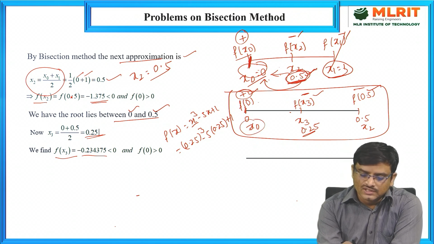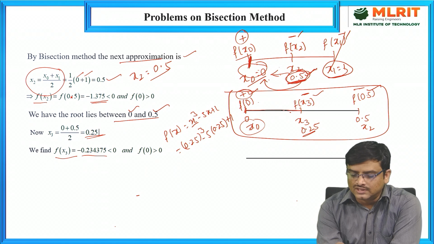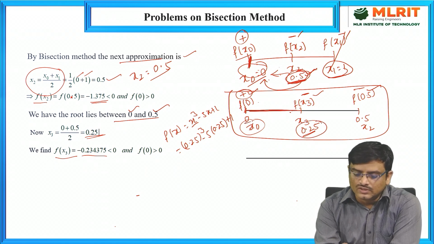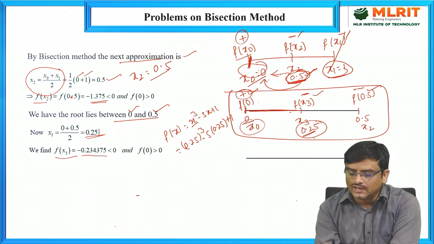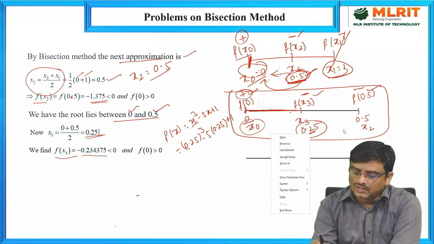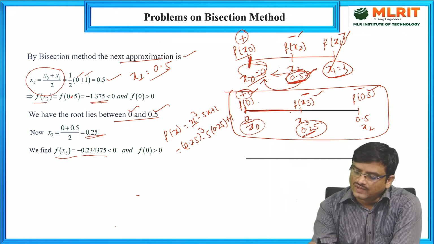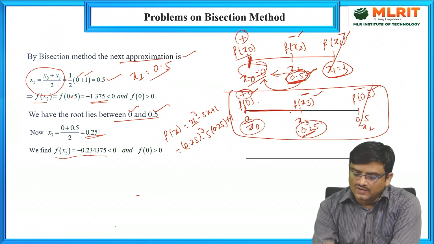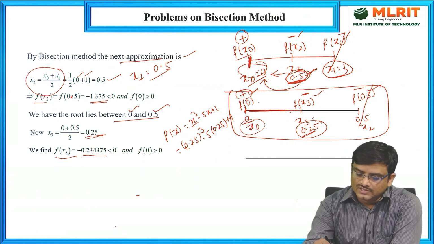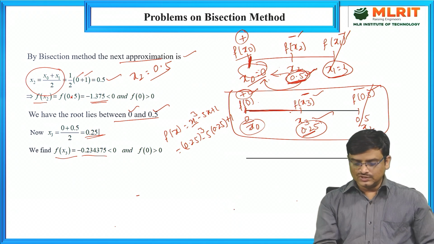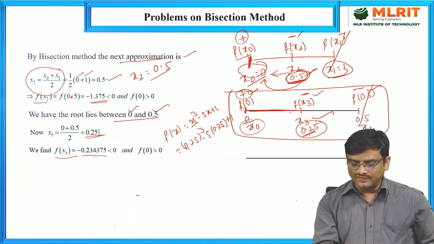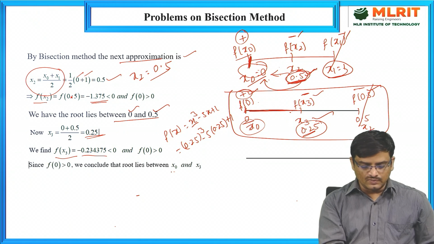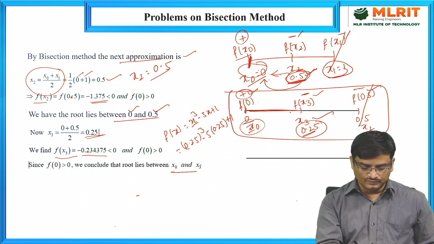Now from this x0, follow the same procedure. You consider the value which is nearest to this x0. So the nearest value is 0.5. The farthest value is far away from this x0, so you neglect this and consider this x3 value here. Since f of x0 and f of x3 have opposite signs, we can conclude that the root lies between x0 and x3. That is the step here.